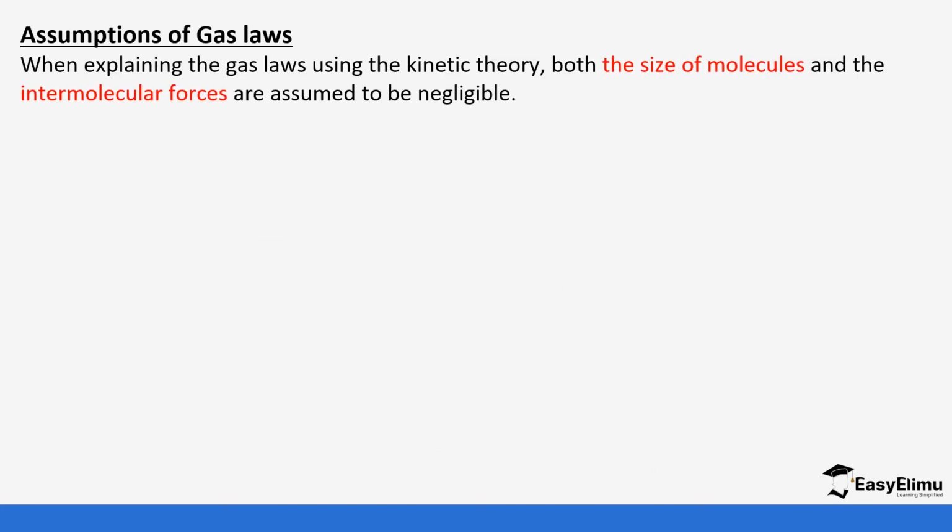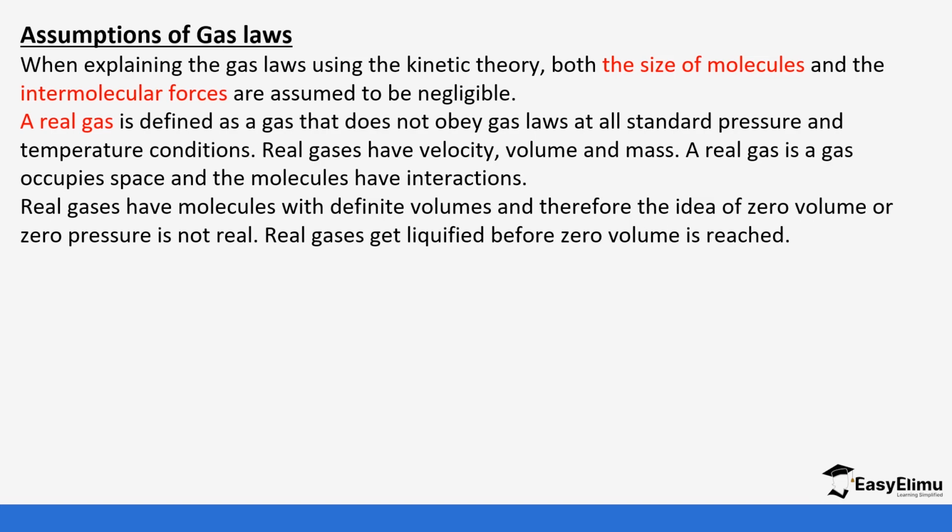So when we look at a few assumptions of the gas law, we usually explain the gas law using kinetic theory. We talk about the size of the molecules and the intermolecular forces. So when we are explaining in regards to the kinetic theory, we usually assume these values to be negligible. So we are going to differentiate between a real gas and an ideal gas.